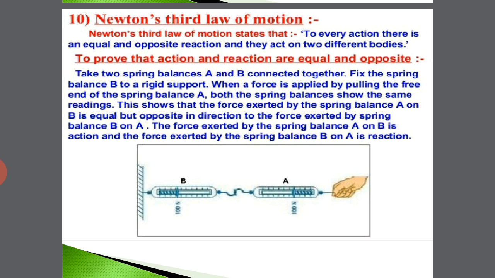This shows that the force exerted by the spring balance A on B is equal but opposite in direction to the force exerted by the spring balance B on A. The force exerted by the spring balance A on B is action, and the force exerted by the balance B on A is reaction. In simple terms, both spring balances will show the same reading, which means the force exerted by both on each other is equal and opposite. Got it?